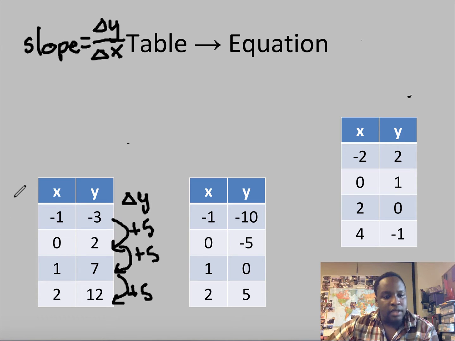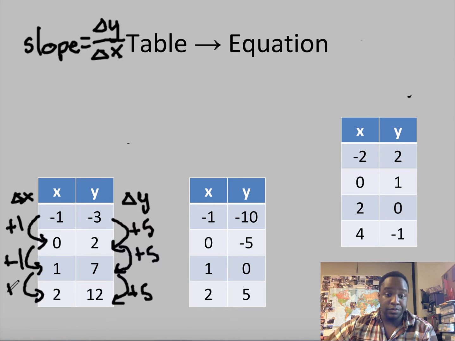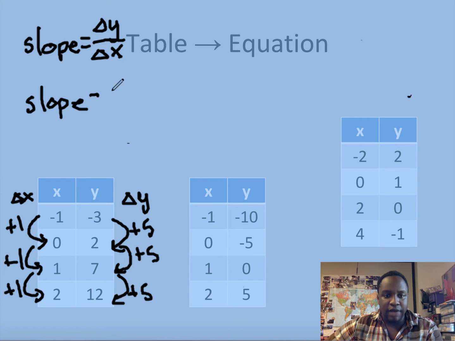Now our change in x, we add 1 more, and add 1 more. Plus 1, plus 1, plus 1. So all of these are the same. 5 over 1, 5 over 1, 5 over 1. So clearly the slope of this one is equal to 5.